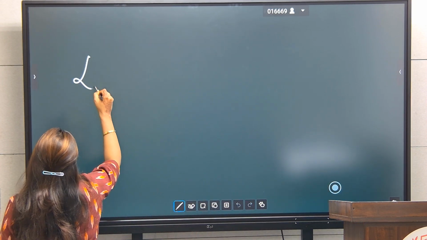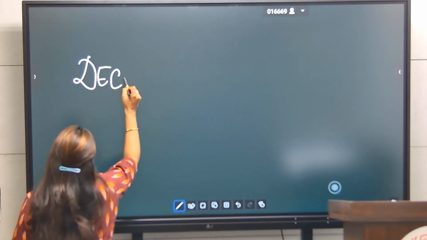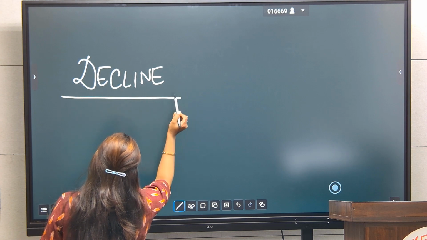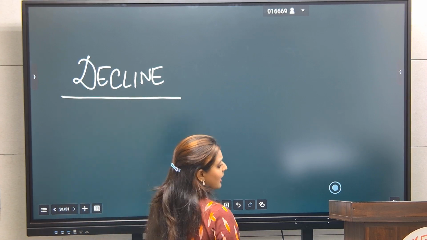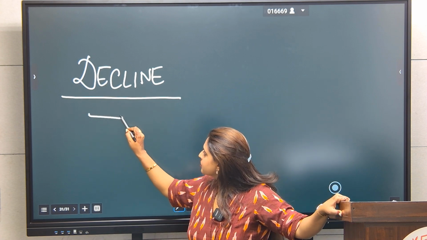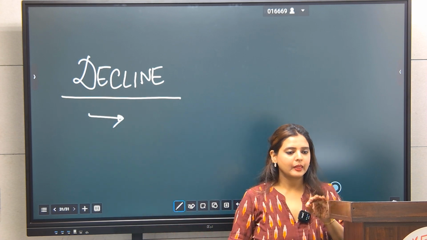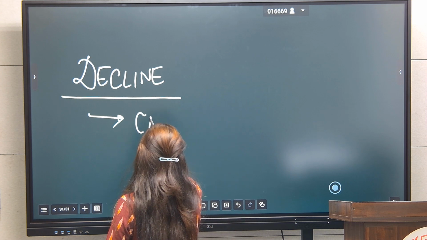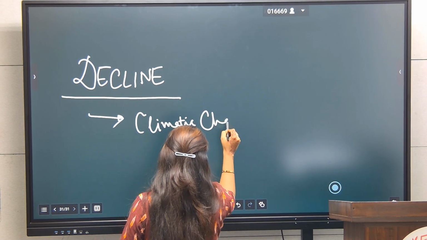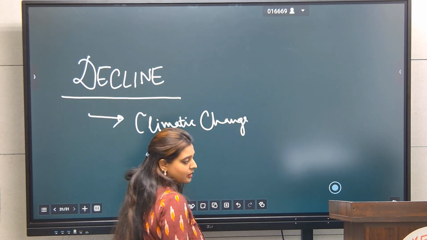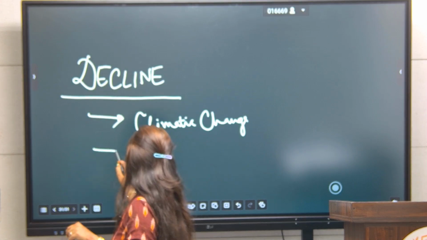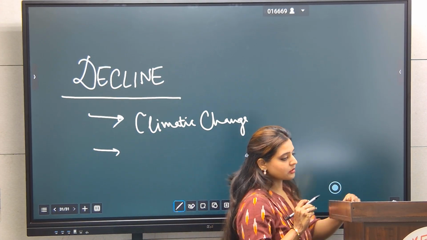Last, the decline. As per archaeologists, Harappan civilization declined due to many factors like climatic change. Since the Harappan civilization was around semi-arid land, maybe it was tough to live there.